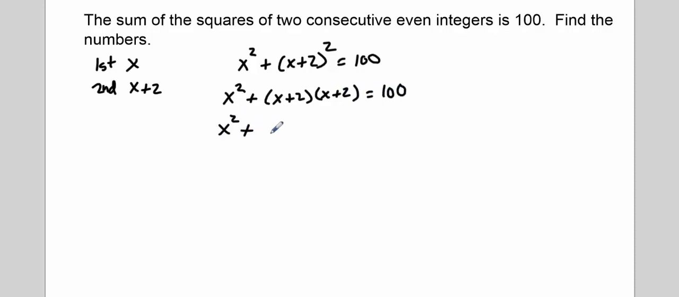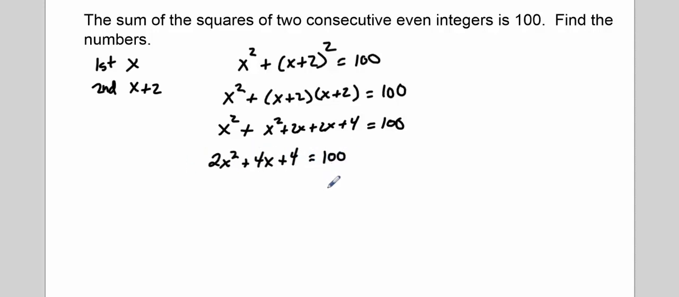Doing that, I get x squared plus 2x plus 2x plus 4 equals 100. And then you'll see, adding like terms, I have 2x squared plus 4x plus 4 equals 100. Since I have that x squared, I want to set aside equal to 0. Subtract 100, subtract 100, 2x squared plus 4x minus 96 equals 0.